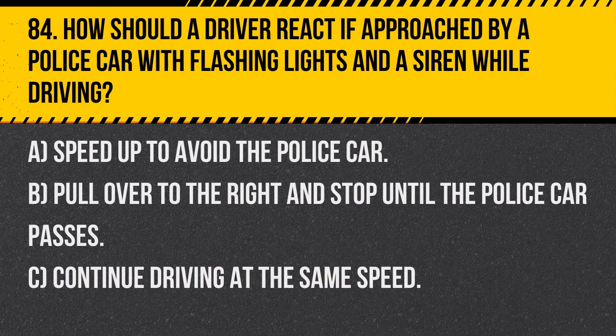Question 84. How should a driver react if approached by a police car with flashing lights and a siren while driving? A. Speed up to avoid the police car. B. Pull over to the right and stop until the police car passes. C. Continue driving at the same speed.